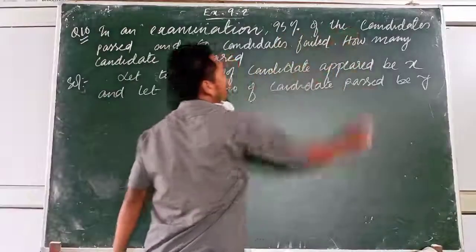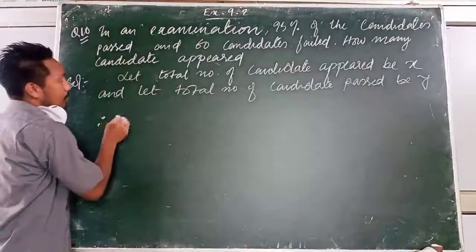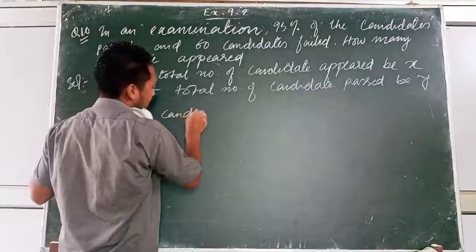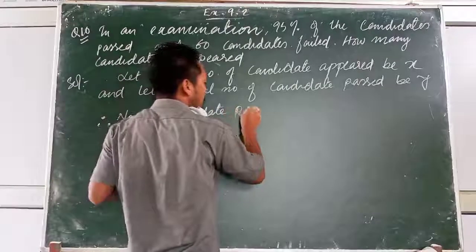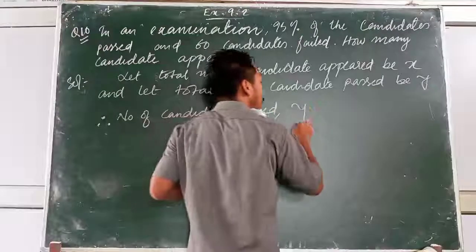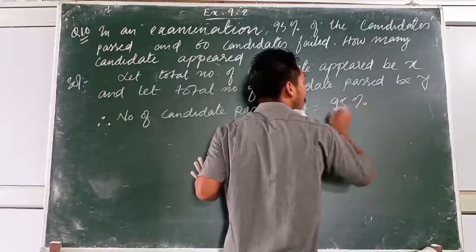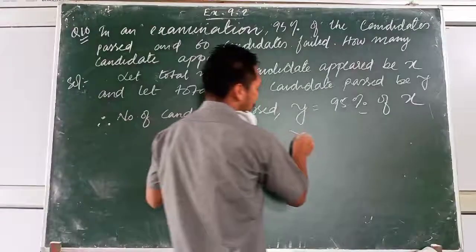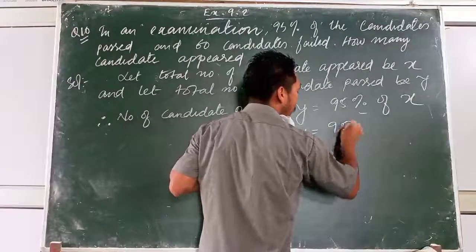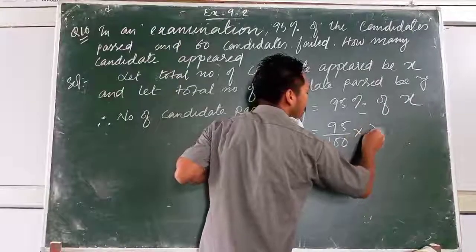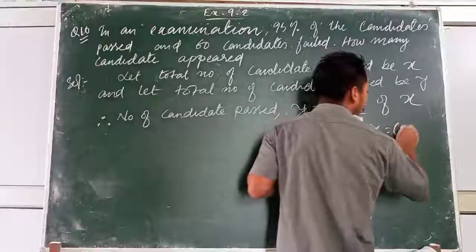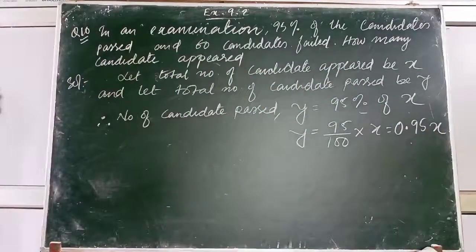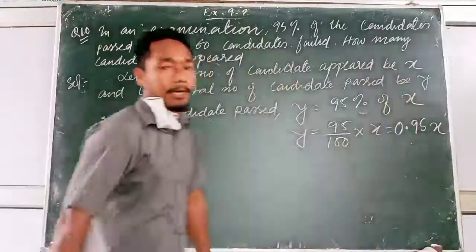Therefore, the number of candidates who passed, Y, is equal to 95% of the total candidates who appeared. That means Y is equal to 95 divided by 100 into X, which is 0.95X. So 0.95X is the number of students who passed, which is what they have given.